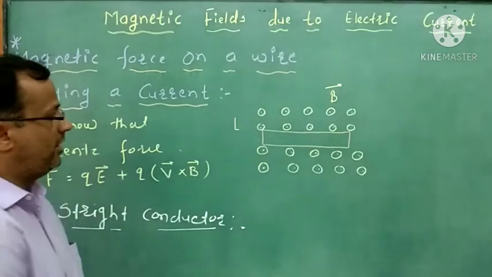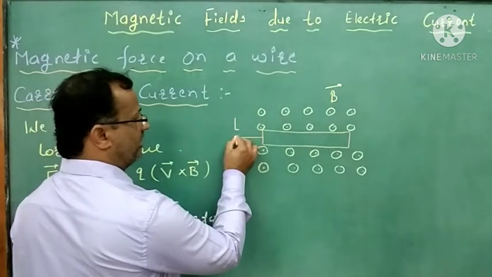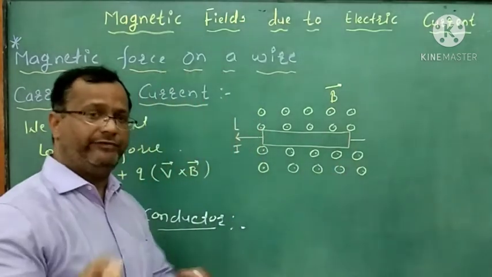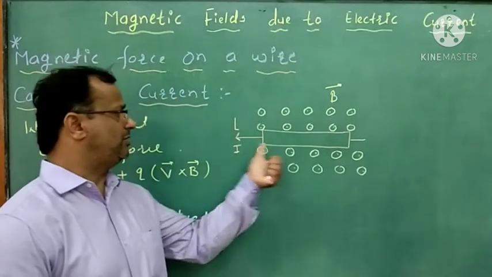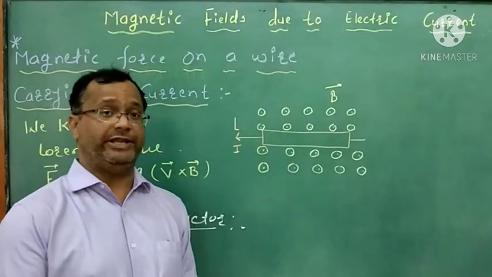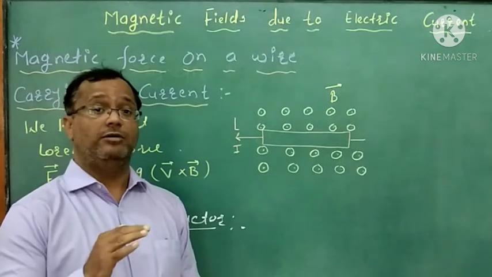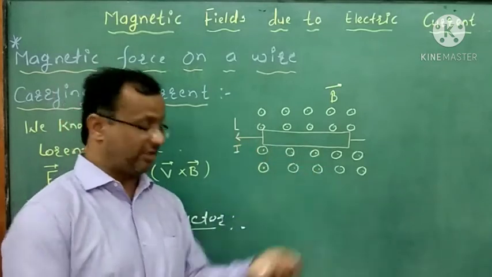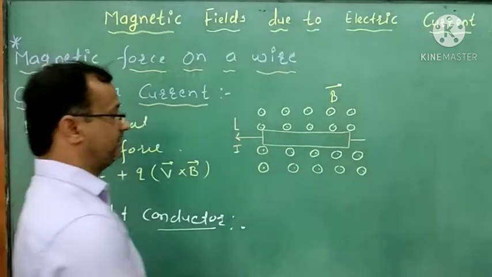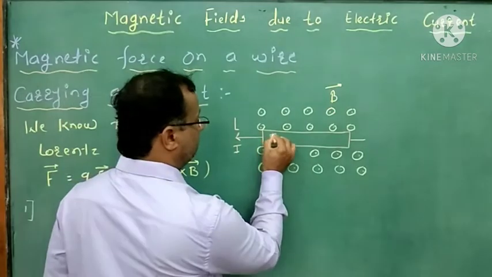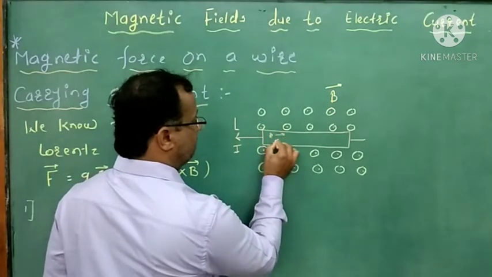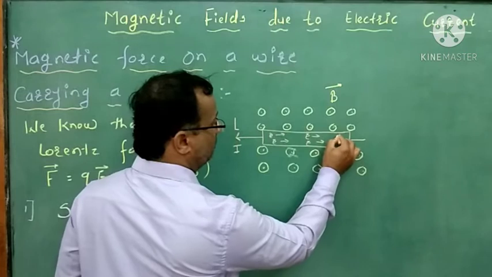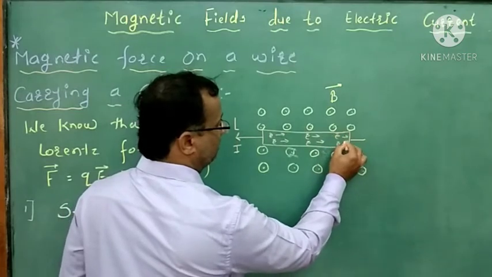Here, the current going through this conductor is along this direction. Now this is the direction of current. Right? And we know that if this is the direction of flow of current, then the direction of motion of a charged particle, that is the electron, is opposite to this current. It means that in this conductor a number of electrons are present, and those electrons move along this direction.